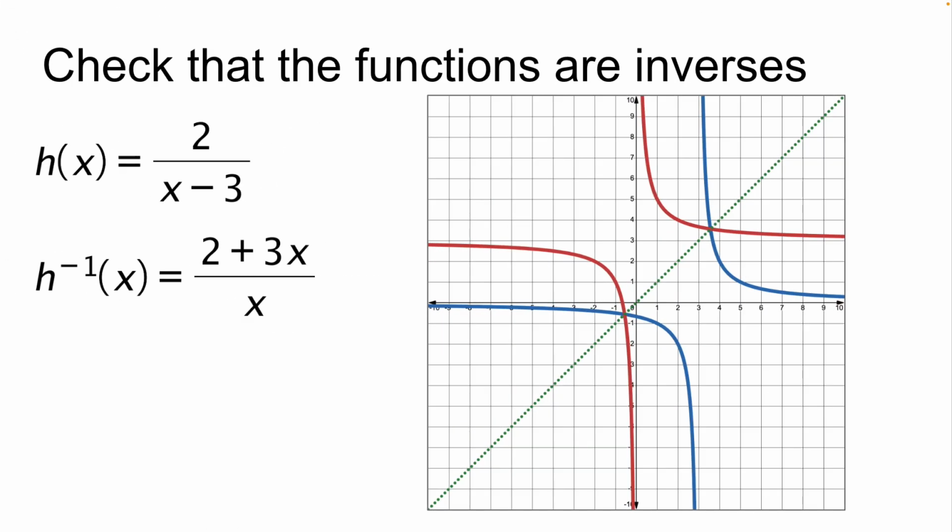So since we graphed h of x equals 2 divided by the quantity x minus 3, and h inverse of x equals the quantity 2 plus 3x divided by x on our graph, this in fact ensures us that our functions are inverses since they are mirror images across that diagonal.